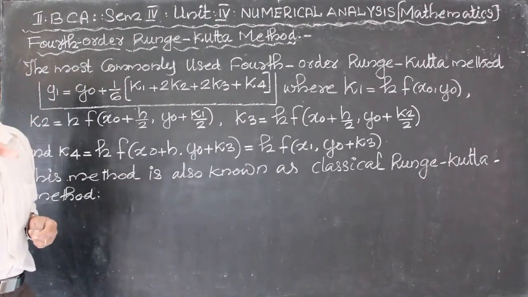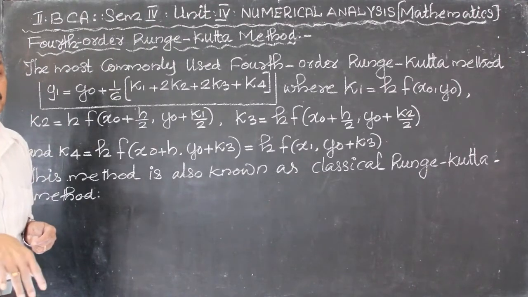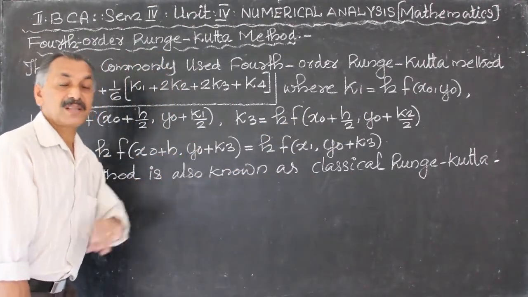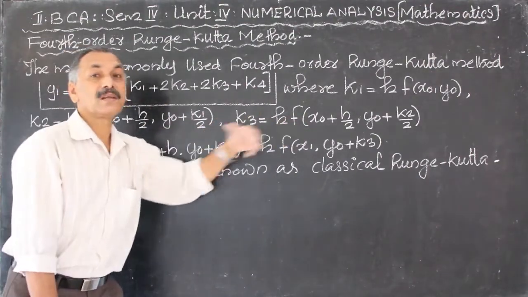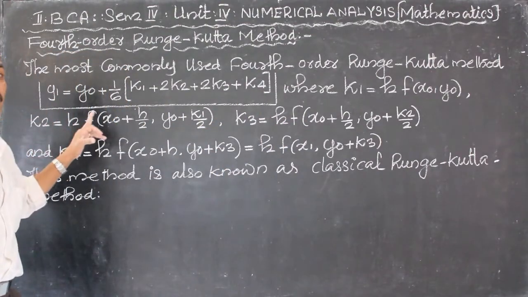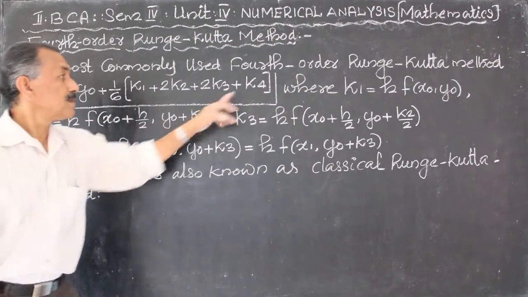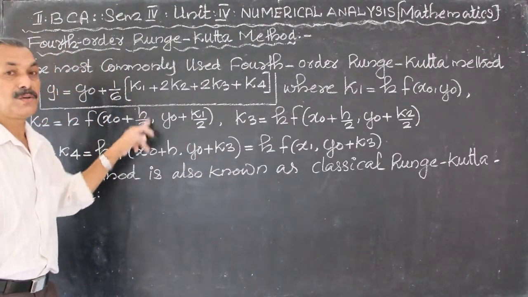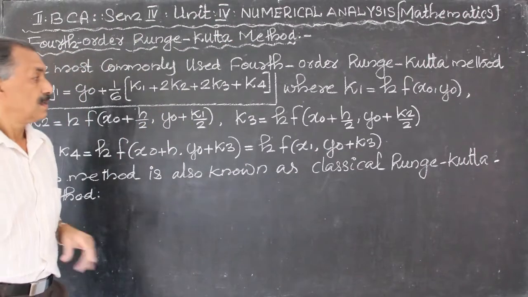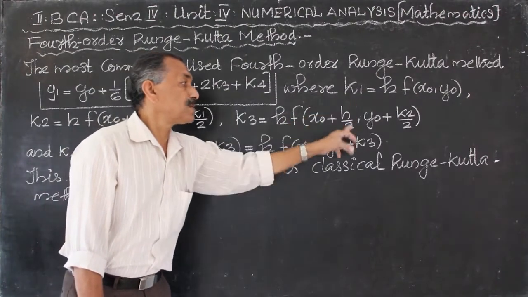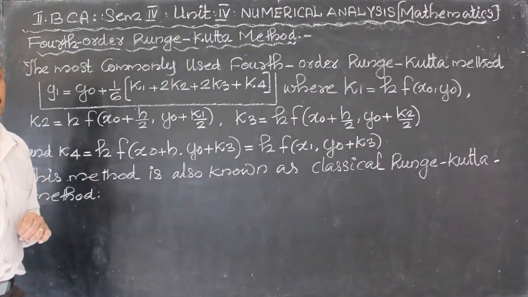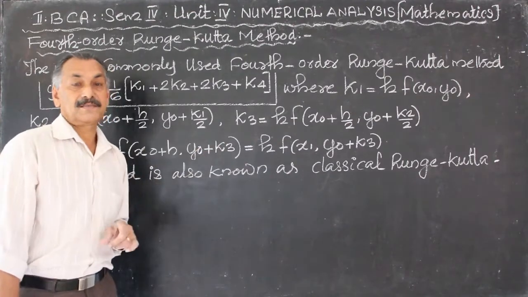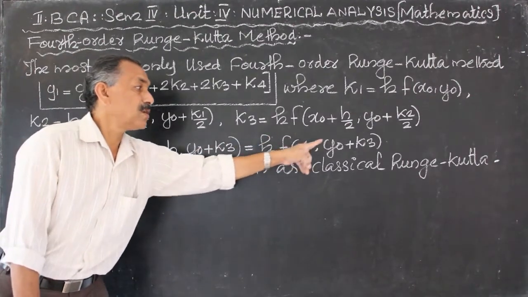In the second order method, y1 is equal to y0 plus (k1 plus k2) by 2. K1 is equal to h into f of x0, y0. K2 is equal to h into f of x1, y0 plus k1. What is the value of k1, k2, k3, k4? K2 is equal to h into f of x0 plus h by 2, y0 plus k1 by 2, putting x equal to x0 plus h by 2 and y equal to y0 plus k1 by 2. Similarly, k3 is h into f of x0 plus h by 2, y0 plus k2 by 2. And k4 is equal to h into f of x1, y0 plus k3.